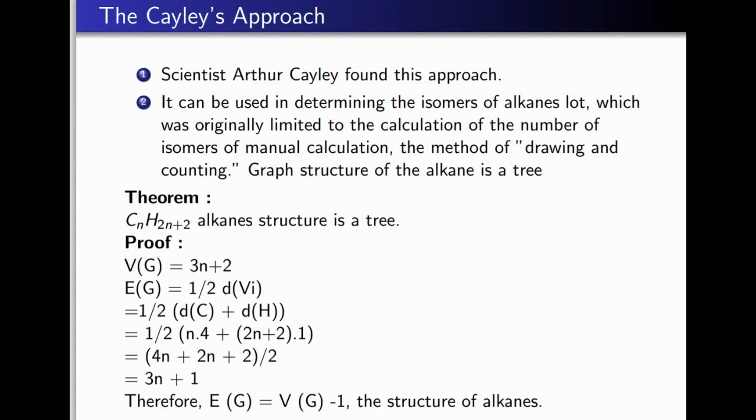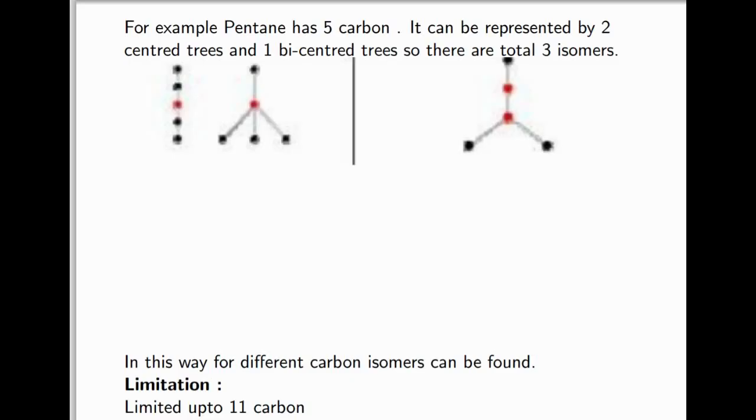According to him, the graph structure of an alkane is a tree. Let's see one example. There are two types of trees. One is a centered tree. A tree having one center is known as a centered tree, whereas the other is bicentered. A tree having two centers is known as a bicentered tree. As you can see, here there are two centered trees and one bicentered tree, and that example is of pentane.